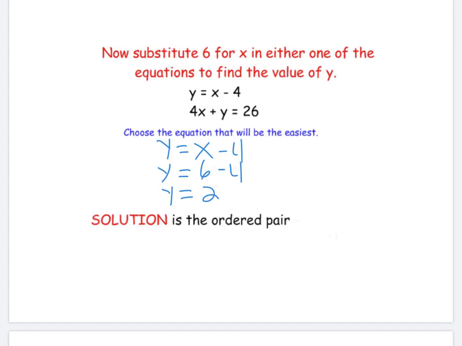So my solution is the ordered pair, 6 as my x value and 2 as my y value, right? Because an ordered pair looks like that. So my solution to that system is the point (6, 2).